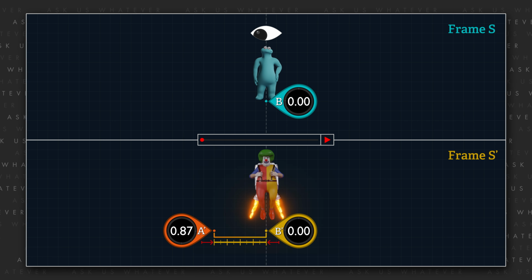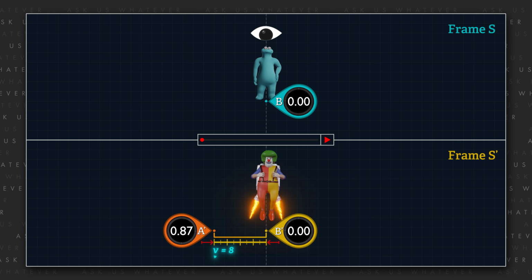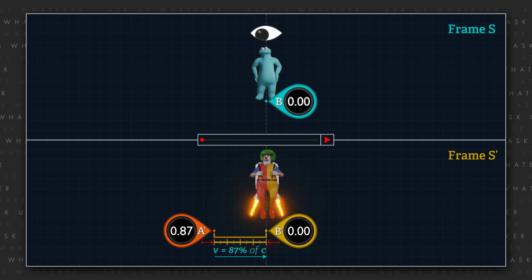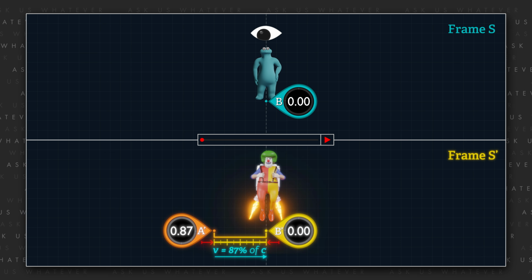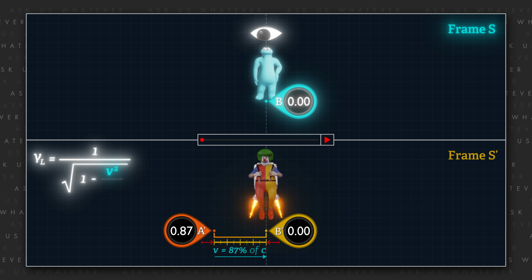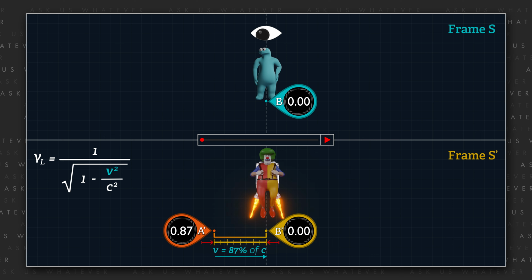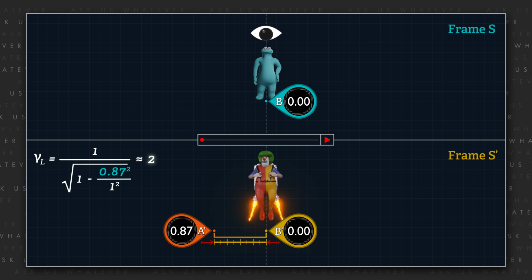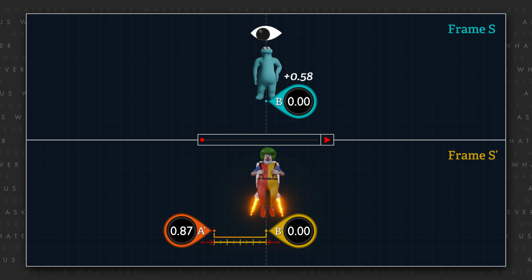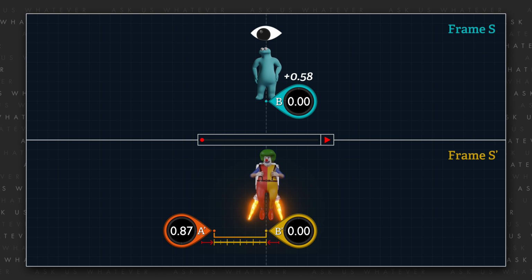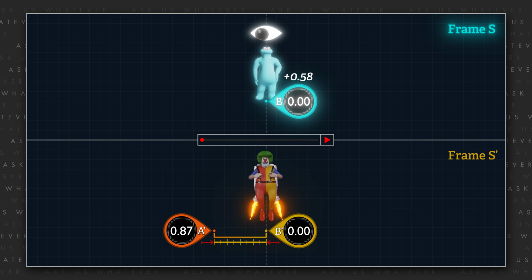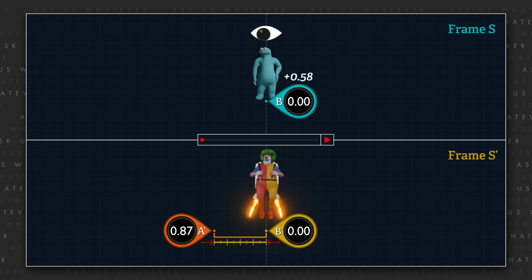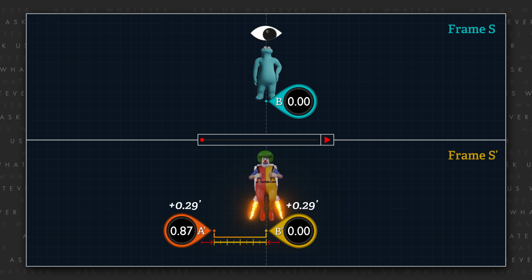We can also say that since frame S prime moves at 87% of speed c relative to frame S, the tick rate of clocks in frame S prime will be slower than the tick rate of clocks in frame S by the Lorentz gamma factor, which at 87% of c is about a factor of 2 slower. So instead of reporting an elapsed time of 0.58 frame S seconds, as reported by the clocks in frame S, the clocks in frame S prime will each report an elapsed time of about half that, or about 0.29 seconds prime.